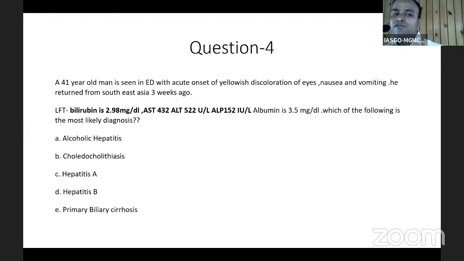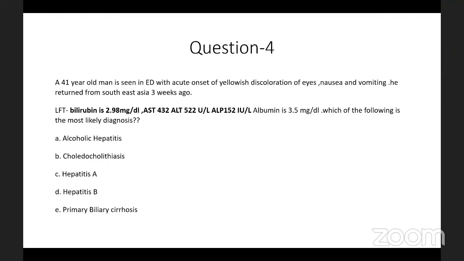Next question: a 41-year-old male is seen in the ED with acute onset of yellowish discoloration of the eyes, nausea, and vomiting. He returned from Southeast Asia 3 weeks ago. LFT: bilirubin is 2.98, AST is 432, ALT is 522, ALP is 152, albumin is 3.5. Options are alcoholic hepatitis, choledocholithiasis, hepatitis A, hepatitis B, and primary biliary cirrhosis.